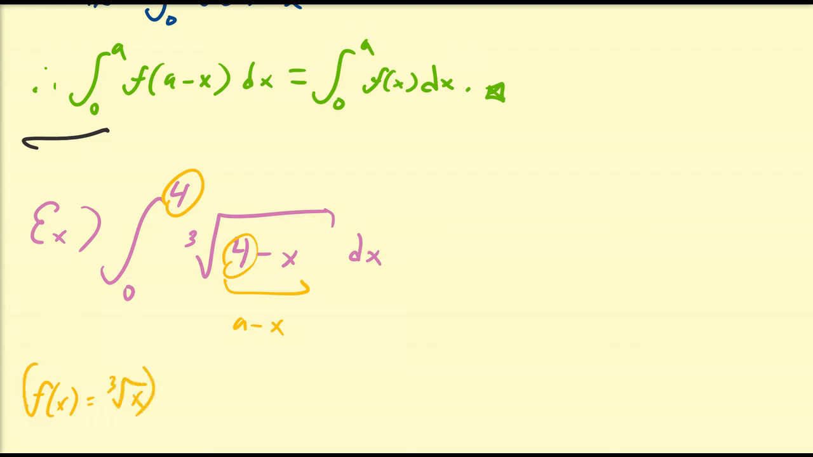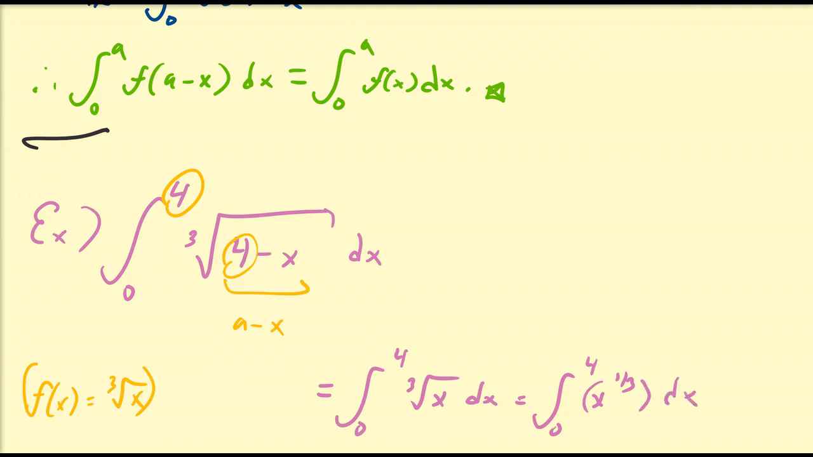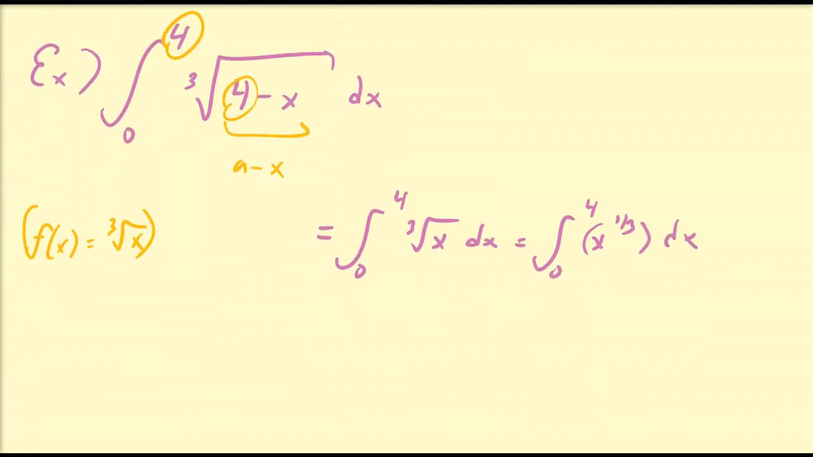So we can apply our identity directly to this integral, and rewrite this simply as the integral from 0 to 4 of just the cube root of x dx. As we already know, the cube root of x is the same thing as x to the 1/3 dx. And then we can use the fundamental theorem of calculus and find that this is equal to 3 times the cube root of 4 to the 4th.